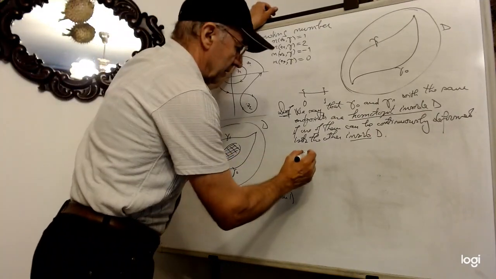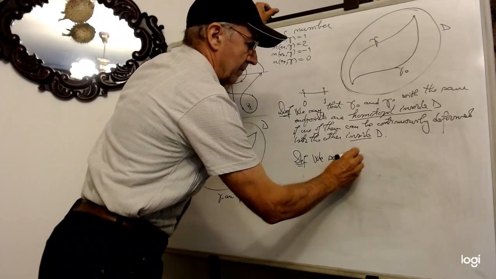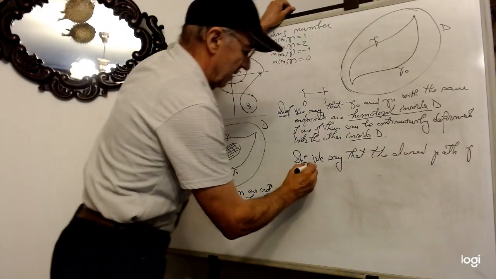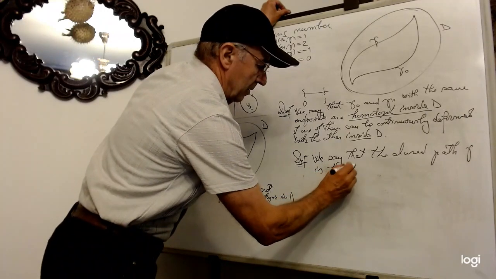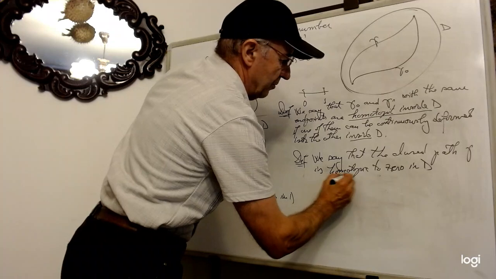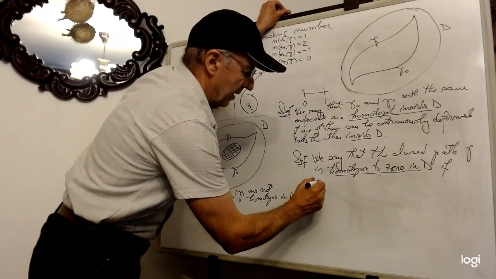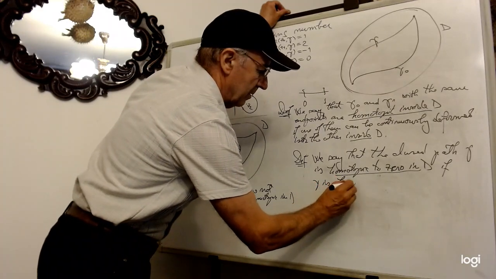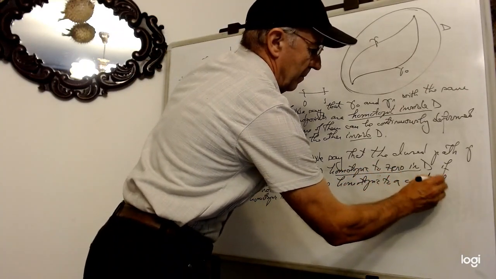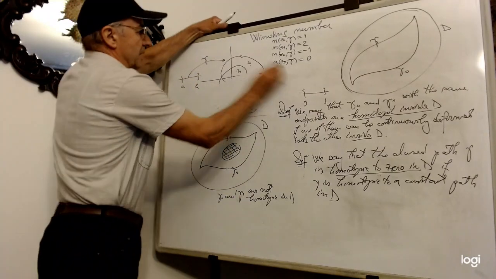Now, another definition. We say that the closed path gamma is homotopic to 0 in D, homotopic to 0 in D, if gamma is homotopic to a constant path in D. Let us present such a situation.